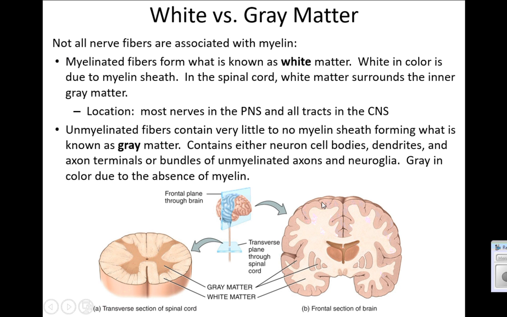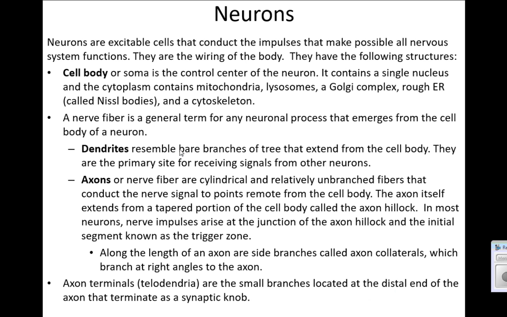We'll talk all about this shell in our brain. Very important. We call it the cerebral cortex. That's where we do a lot of that perception that I was talking about earlier. This is where you find the cell bodies of neurons, their dendrites, the axon terminals, or in some cases just bundles of unmyelinated axons and neuroglia. And like I said, it's gray in color due to very little or no myelin.